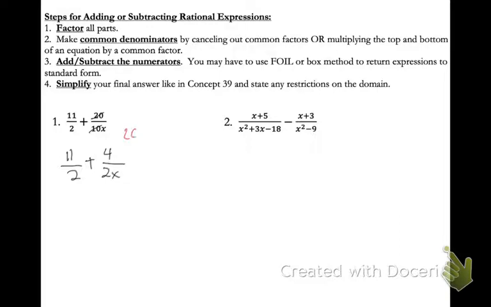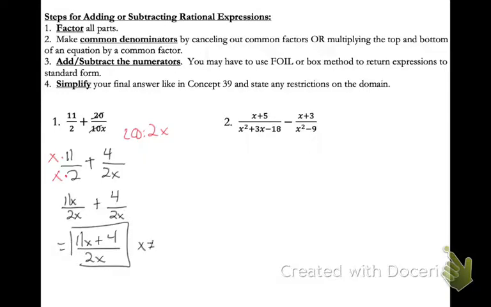So my common denominator will be 2x. I need one of each from all of my denominators. So with my first rational, all I'm missing in the denominator is an x. So I'm going to multiply top and bottom by that. And so I'll have 11x over 2x plus 4 over 2x. Now that we have common denominators, we can go ahead and add those numerators. And there's nothing to combine, so we just set them next to each other all over our one denominator.